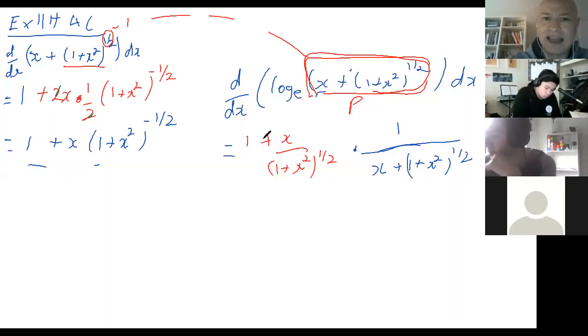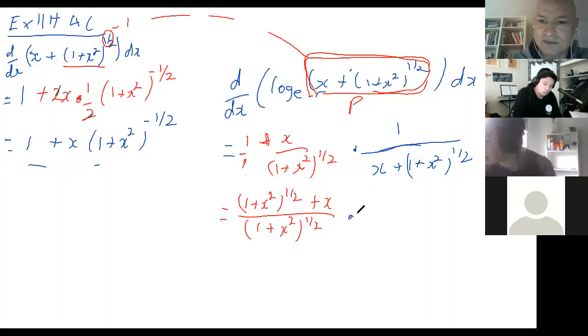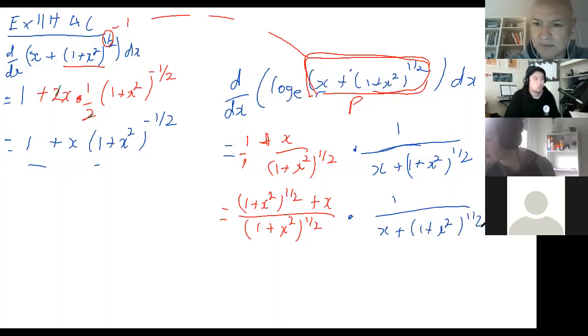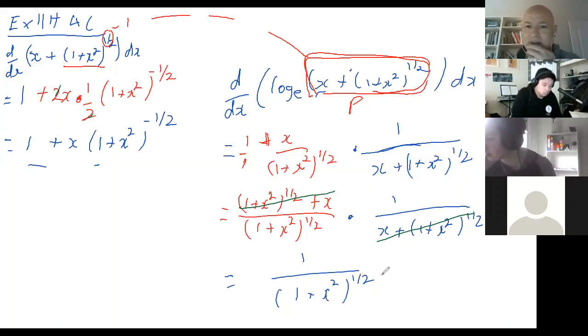This part in red I can only add, of course, if this is the same denominator. So I'm going to times that 1 by the (1 plus x squared) to the power of 1/2, plus my x, all divided by (1 plus x squared) to the power of 1/2 times my blue one. Now look, these can cancel. That and that cancels. It leaves me with 1 divided by (1 plus x squared) to the power of 1/2. So there's that one there.